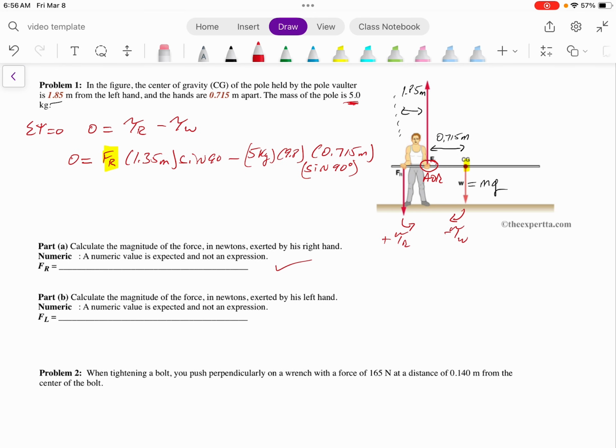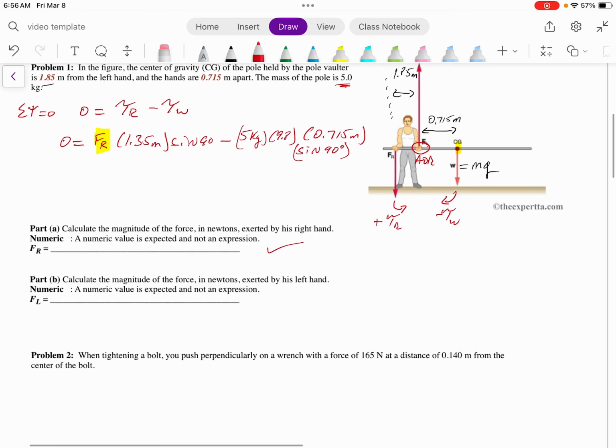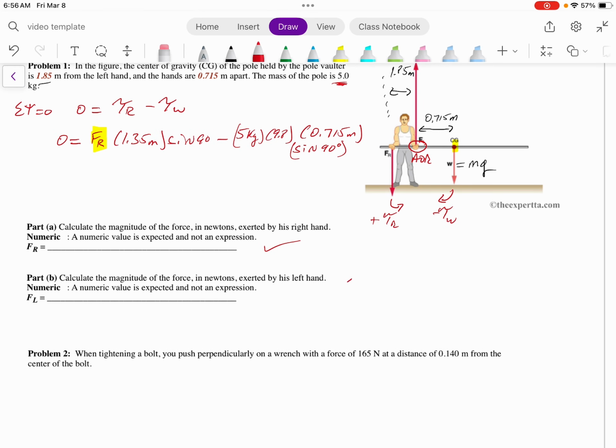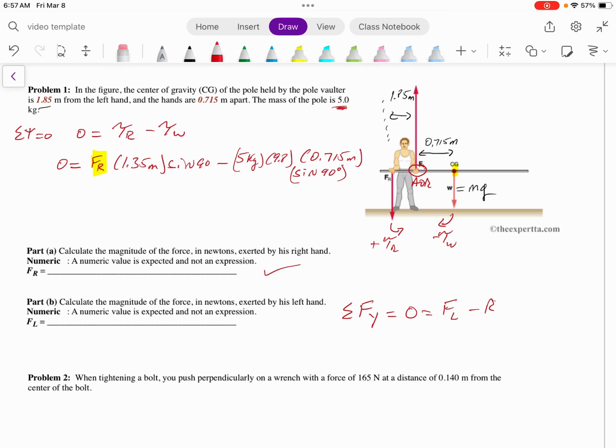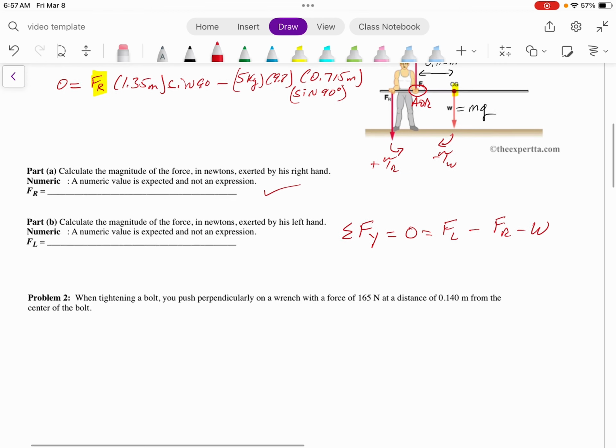Now I know the answer to that in newtons. Then they want to know the left hand force. I know all the forces except the left hand force, so I have to find it by summing all the forces in the y direction. They must add up to 0. There is one positive force, the force by the left hand, and two negative forces: the force by the right hand minus the weight. There's only one unknown now, and I can find it.